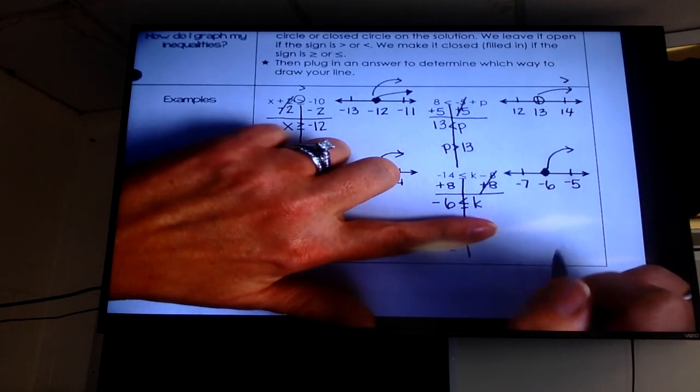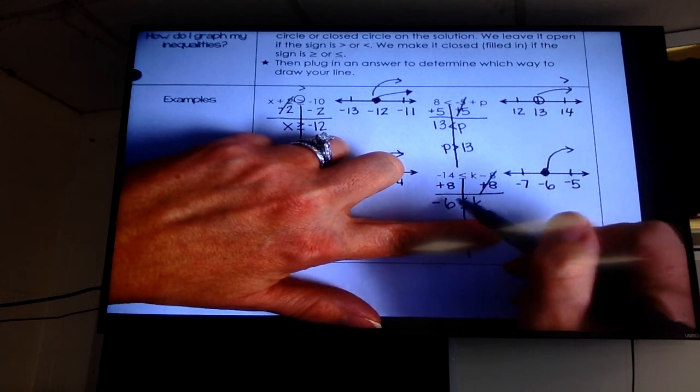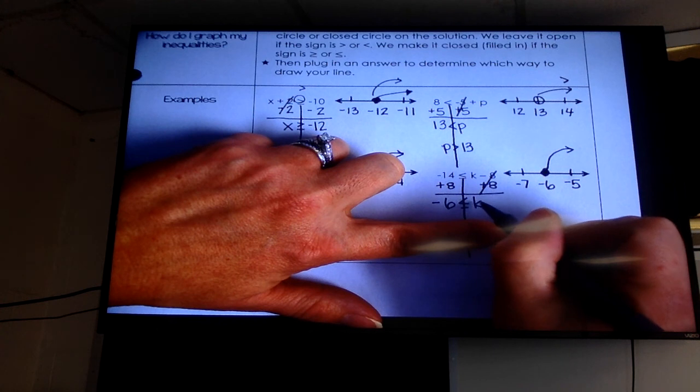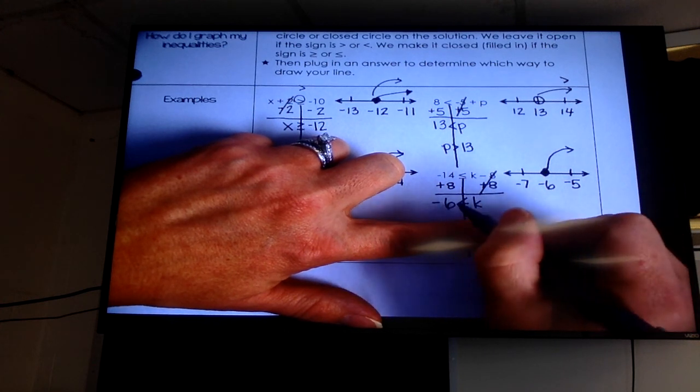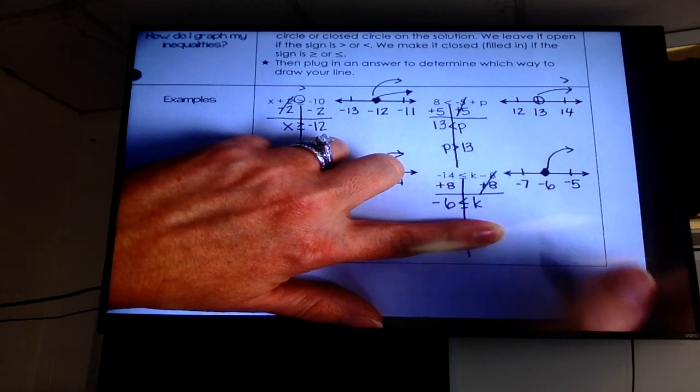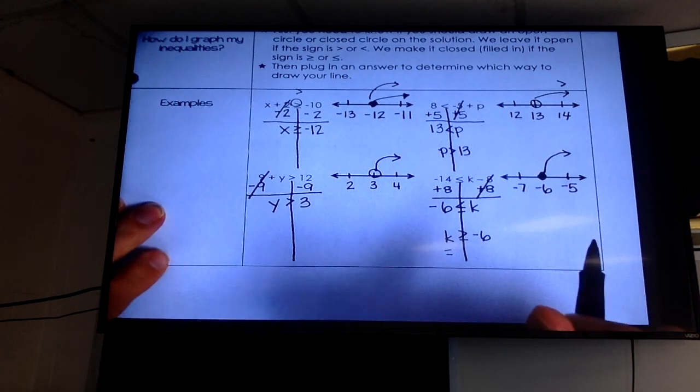Again, if I don't flip this, I can't use that arrow trick. It doesn't work. Look, it's pointing in the wrong direction. So then I would have to plug in a number. Let's say I plugged in negative 7 here. Negative 6 is less than or equal to negative 7. No, that's incorrect. I don't want to shade in that direction.